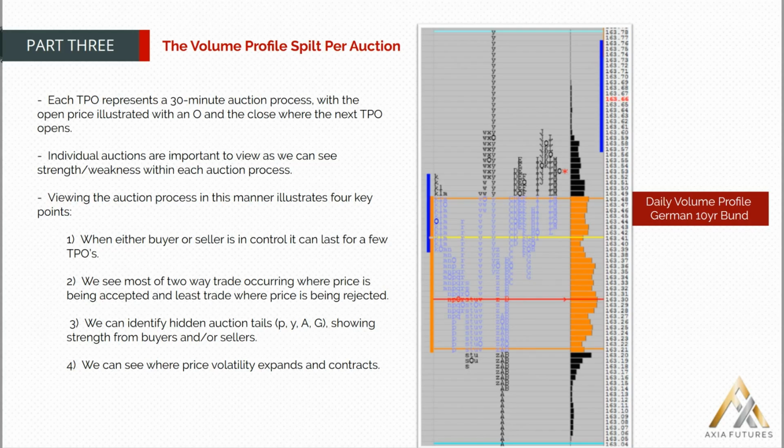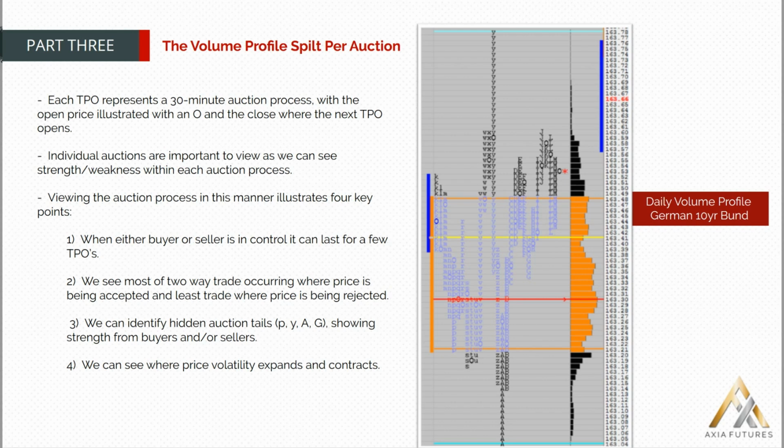Note, each TPO, time price observation, represents a 30-minute auction, with the open price illustrated with an O and the close price where the next TPO opens. What you're seeing here visually is nothing more than the previous distribution, except we've now opened it up to view every single 30-minute TPO that occurred over the course of the session. As you can see, each one begins with an O, and each one closes where the next price letter starts with an O.